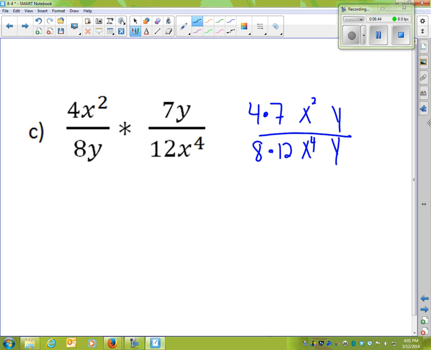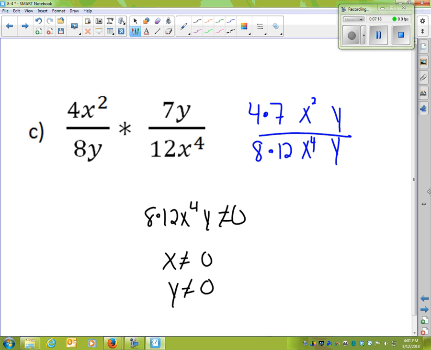When I go to state my restrictions, 8 times 12, x to the 4th y, cannot be 0. There's no plus or minus. Everything here is being multiplied. What that tells me is that both the x and the y cannot be 0. Anything times 0 is 0. So if there's no plus or minuses involved in the term, your variables cannot equal 0.